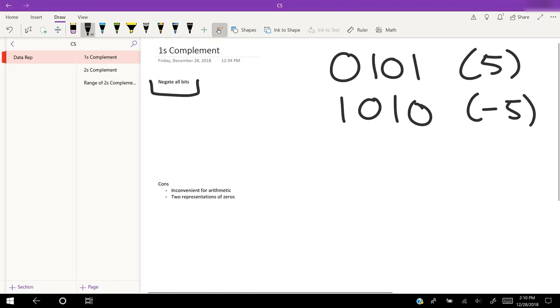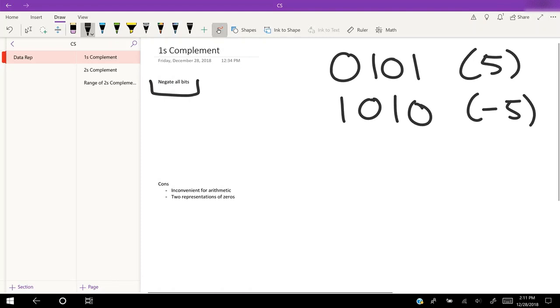First of all, it's inconvenient for arithmetic. When you add, subtract, divide, do anything with one's complement numbers, you'll find it's very difficult because you'll have a lot of carryouts and a lot of overflow to deal with, extra steps that are just unnecessary when you have a two's complement representation, as we'll discuss in a bit.